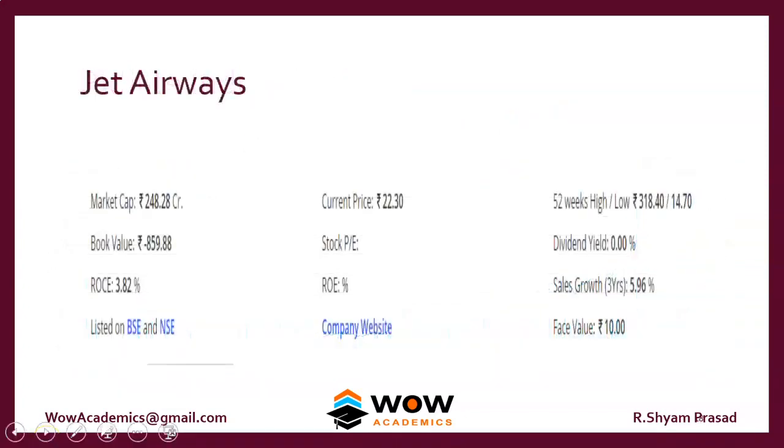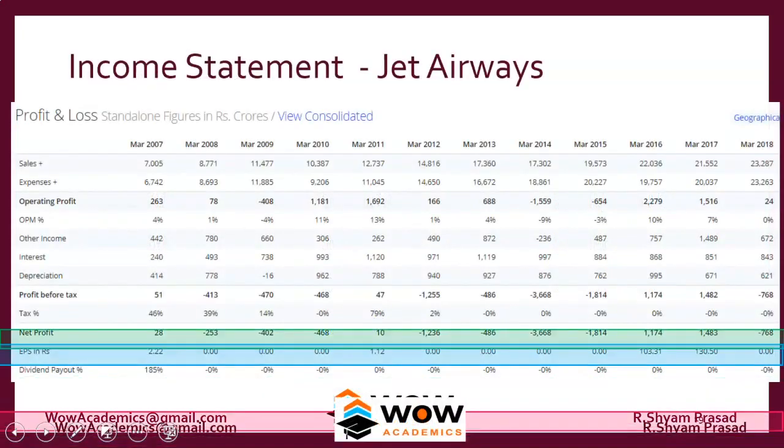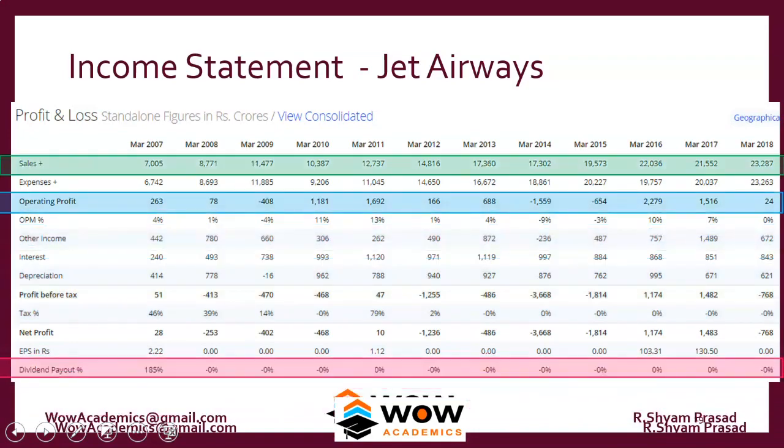So we'll look at a bad company. This is a very bad company here. Jet Airways. So we'll see their P&L. We'll look at certain numbers. We look at their sales. Is the sales growing? Yes. By how much? Sales is growing by 3 times, from 7,000 to 23,000. We look at their operating profit. Their operating profit has gone from 263 to 24.